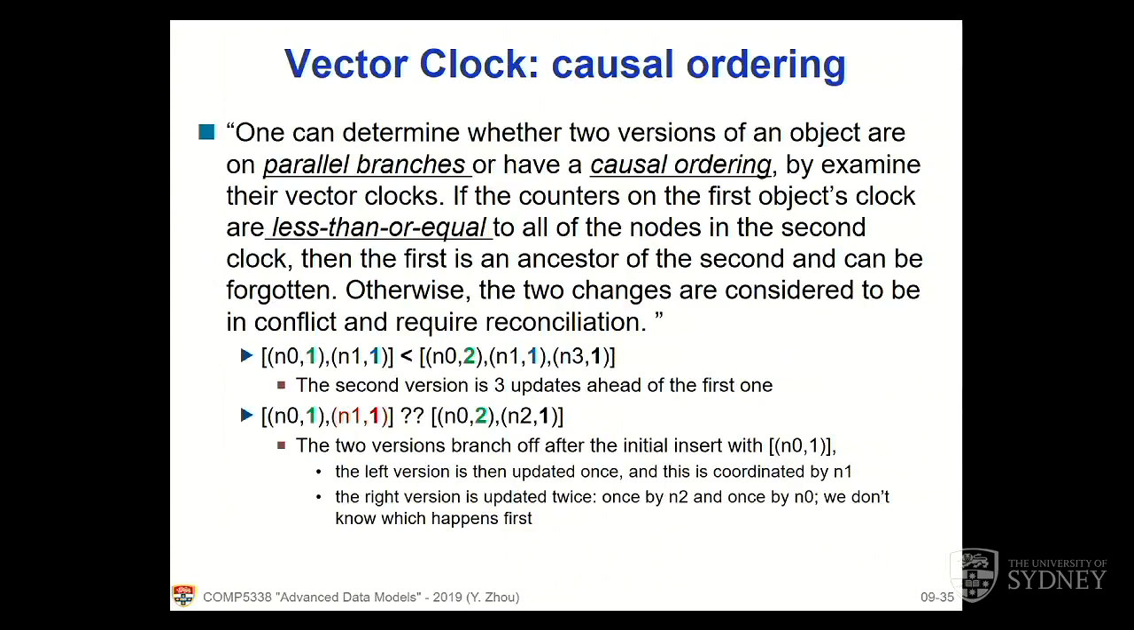Okay, so how do we decide the causal ordering? By looking at a pair of vector clocks. When you look at two vector clocks that belong to the same object, there are only two conclusions you can get. One is there's a causal ordering, where one is in front of the other. The other is we can't build up an ordering, so they are in parallel branches. They somehow got updated separately, and we don't know which one is first.